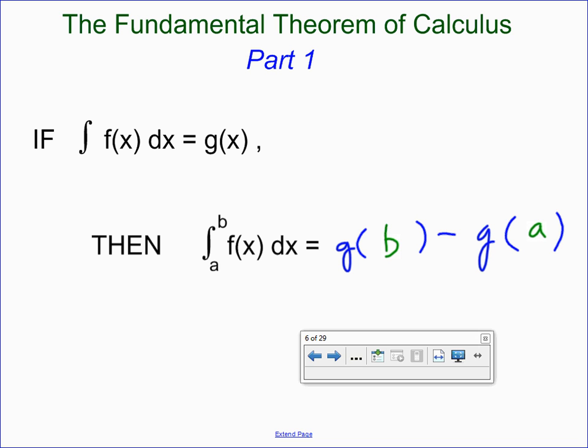Now, forever after, we'll call it Part 1, the evaluation theorem. So named because we can evaluate a definite integral using an antiderivative function. If g is the antiderivative function of f, then I can evaluate the definite integral of my function f over the interval a to b by doing g of b minus g of a. So I hope you got this on your test.